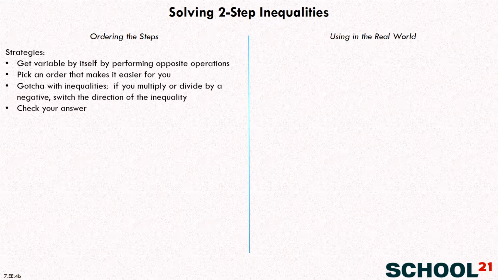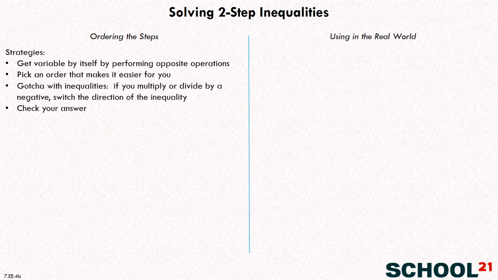So remember, what we want with solving two-step inequalities, just like with an equation, is to get the variable by itself by performing the opposite operations. So addition and subtraction are opposite of one another, and so are multiplication and division. And we want to pick an order that makes sense, that makes it easier for us to do those operations, to get that variable by itself. And then, of course, there's this gotcha with inequalities. If you multiply or divide by a negative, you have to switch the direction of the inequality. And then it's always good to check your answer to make sure that you've got something that makes sense.